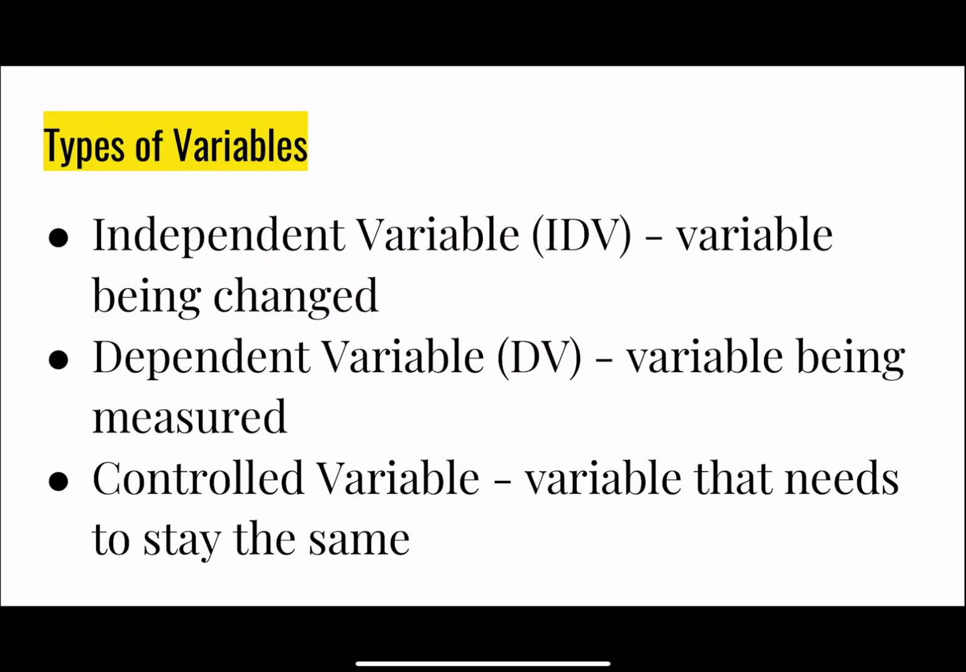Okay, so in every experiment, we have three types of variables. We have the independent variable, or the IDV, that's just a shortcut for it, which is the variable being changed. We have the dependent variable, which is the one that's being measured, and then the controlled variable, which is the one that stays the same. Whenever we do experiments, you're going to want to explore just one variable, because if you have multiple things going on at the same time, it makes your experiment inaccurate and harder to pinpoint what is causing your experiment to turn out that way. So independent, dependent, and then control variable.